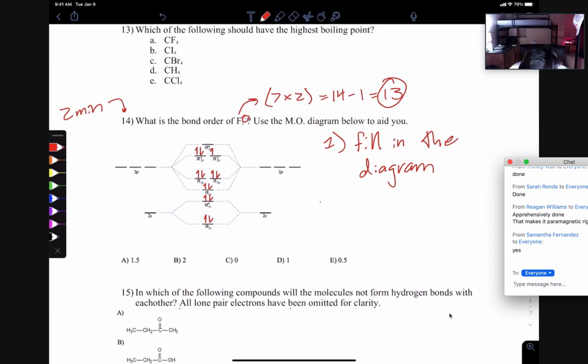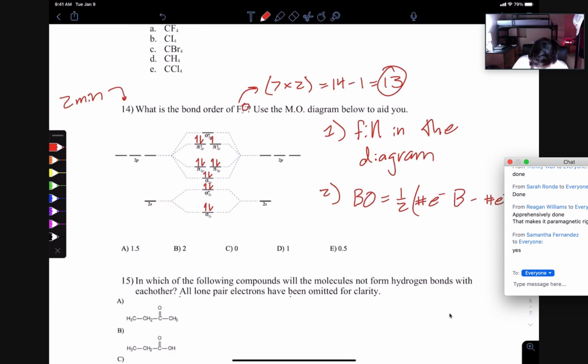So now to find the bond order, BO, that formula is 1/2 times the number of electrons in your bonding orbital minus the number of electrons in your anti-bonding orbital. Okay, so we filled them all in, so now let's fill in this formula. So that's equal to 1/2 times the number of electrons in our bonding orbitals.